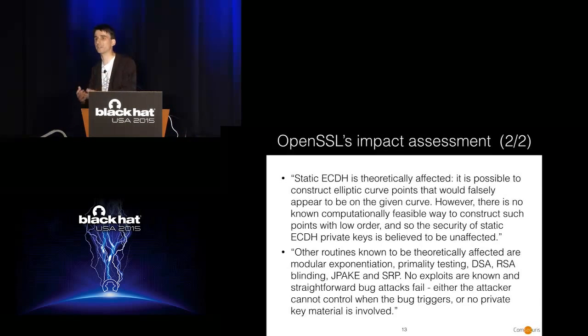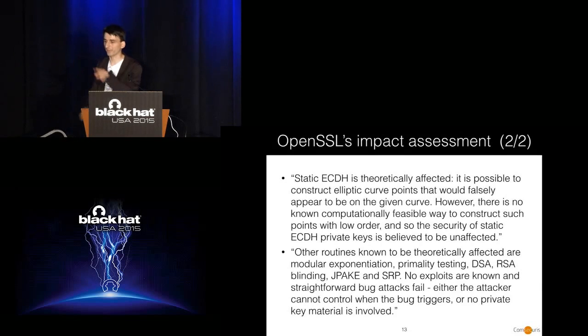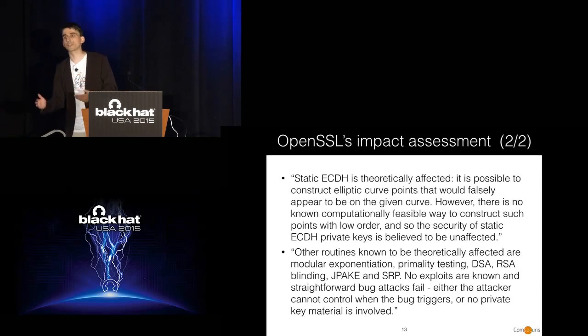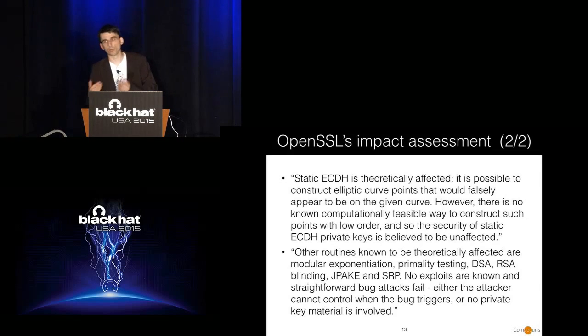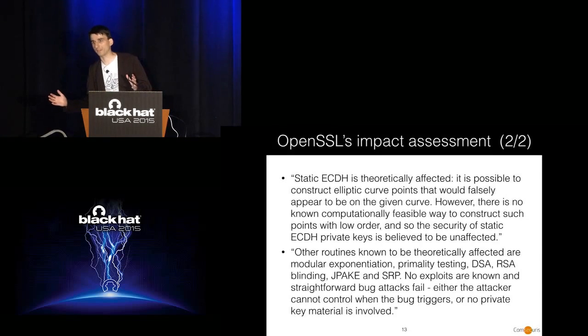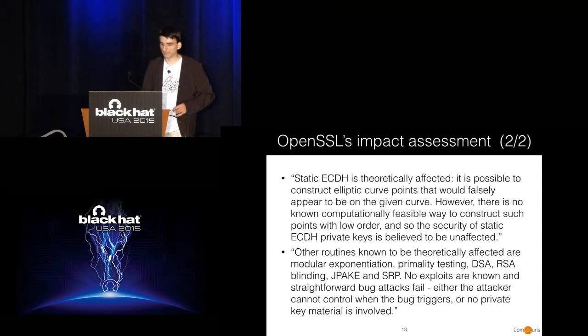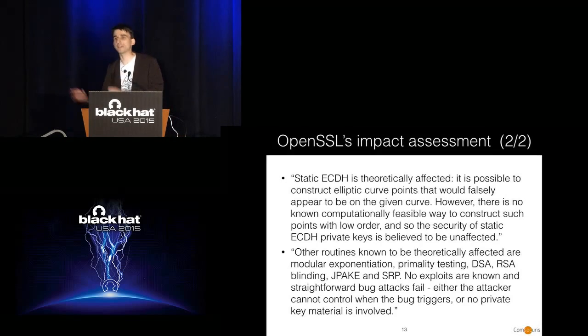The point validation routine for elliptic curves uses the BN square routine through various other routines. Hence you can construct a point that is not on the curve. And that's a bad thing, because you might be able to construct a point that is of low order, and then you can do all kinds of attacks. But it's not known how to construct these off-curve points at the moment. And all other things are theoretically affected, but there's no exploit known.